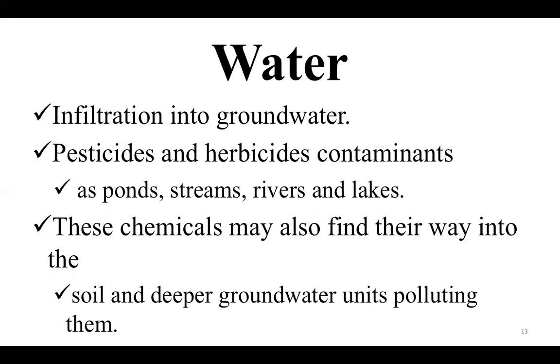Then water is another abiotic component of our environment. The improper use of pesticides and herbicides may also cause stormwater infiltration into the groundwater. When these pesticide and herbicide contaminants dissolve in stormwater, they infiltrate the groundwater and then the surface water, such as ponds, streams, rivers, and lakes. These chemicals may also find their way into the soil and deeper underground water units, creating a pollution problem in that area.